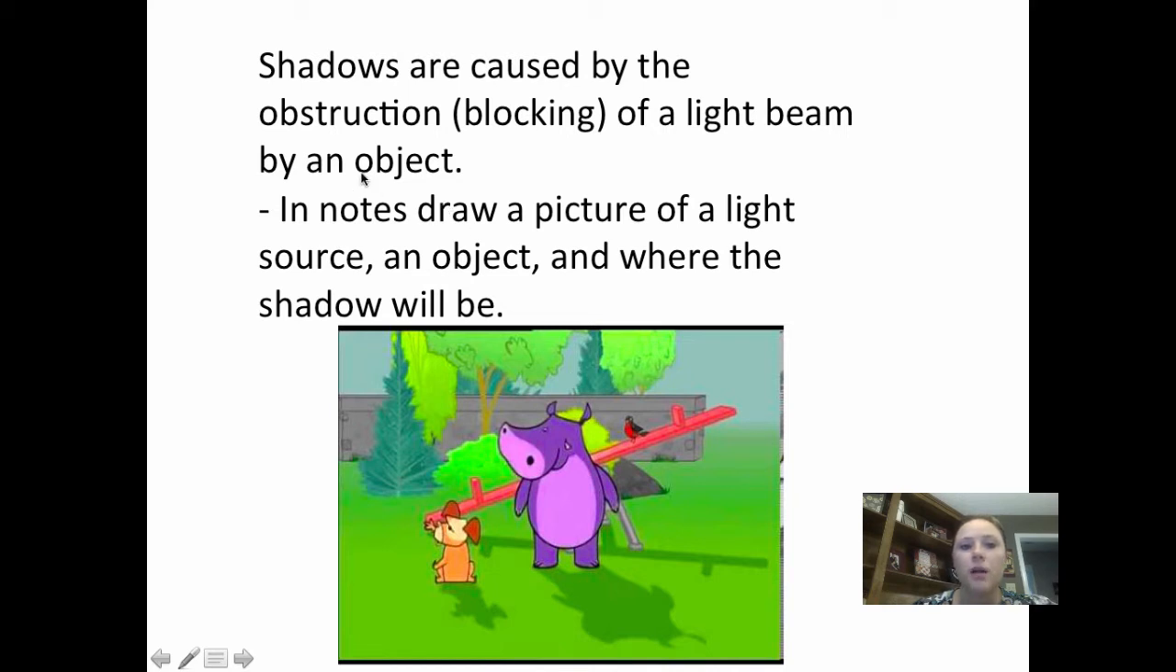So you can pause it so that you can write what causes the shadow, and so you can draw your picture. And you can draw any light source, any object, as long as you put the shadow in the correct place. So go ahead and pause it and do that. And then when you're ready, you hit play.